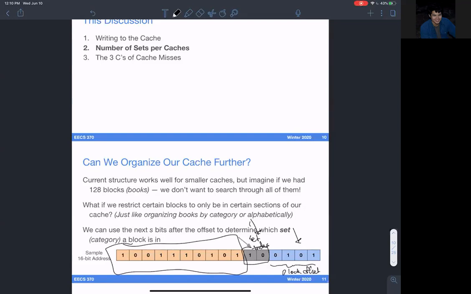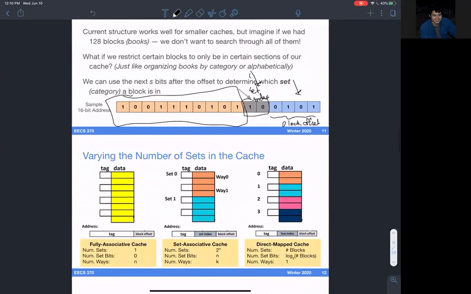And we'll get into further detail about that in the next slide. So as you can see, we can vary the number of sets in a cache, and we can divide up how a cache works with the number of sets. So the classic fully associative cache we've been talking about has one set, it's the entire cache. And the number of set bits, because of that, is 0, because the number of bits we need to index into one thing is 0, because we're always going to be using the same thing.